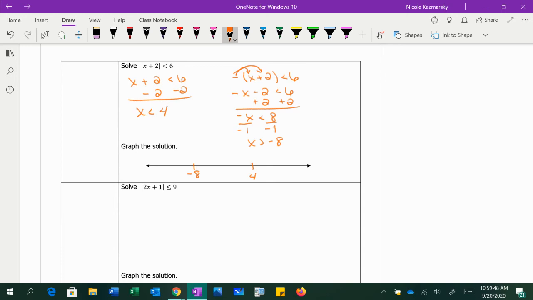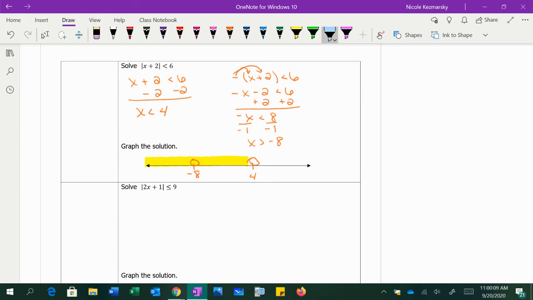This inequality doesn't have an or equal to, so we're going to do open circles. And then I'm going to check my inequality. It says x is less than 4. So let me do a highlighter real quick. If I shade less than 4, I'm going to start at that open circle and shade to the left. And that hits the negative 8.